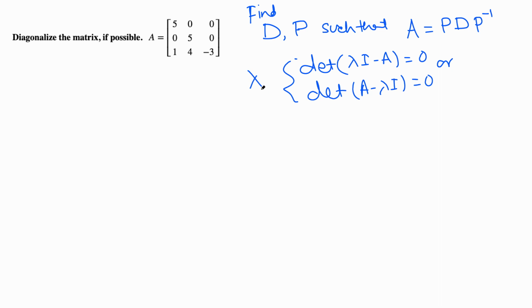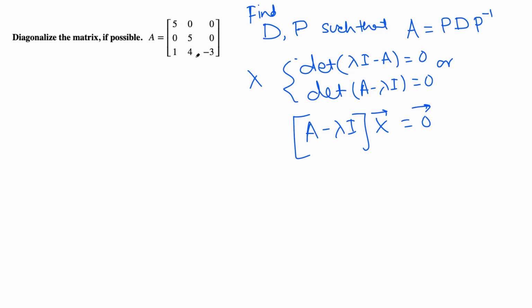So these are the eigenvalues. Then to find the corresponding eigenvector, we find the null space of the A minus lambda I matrix, or lambda I minus A, same thing, times some eigenvector equals 0. So it's pretty much like AX equals 0. We find the null space of this matrix.